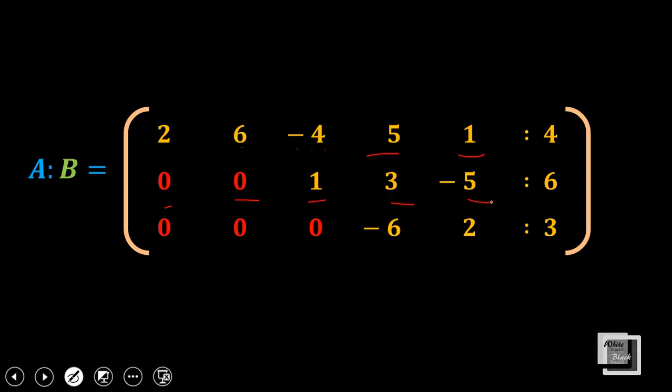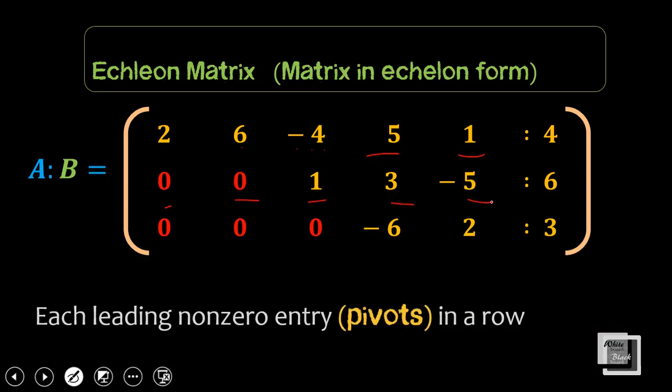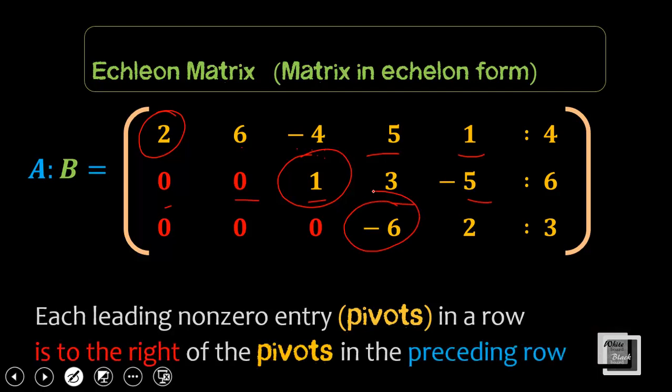Now, as this is the matrix corresponding to the echelon form of the system of linear equations, we call this matrix an echelon matrix. The definition of the echelon matrix is that each leading non-zero entry, that is called a pivot, except in the first row, is to the right of the pivot in the preceding row. Like this one is to the right of the first pivot 2 in the first row, and minus 6 is to the right of the 1.